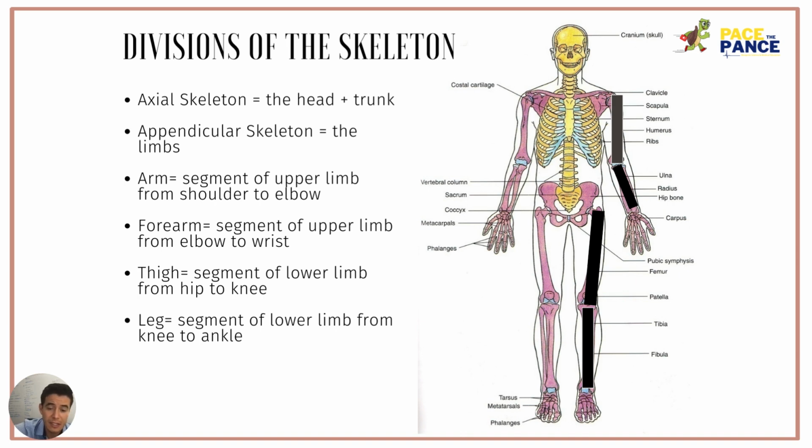If you're distal to the knee, that's your leg. If you're proximal to your knee, that's your thigh. Same with the arm and forearm. If you're proximal to the elbow, that's your arm. If you're distal to the elbow, that's your forearm. We won't go through all these bones today, but we will go through them in future videos.